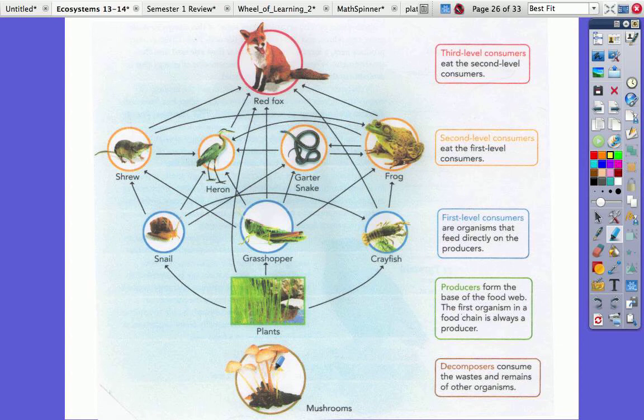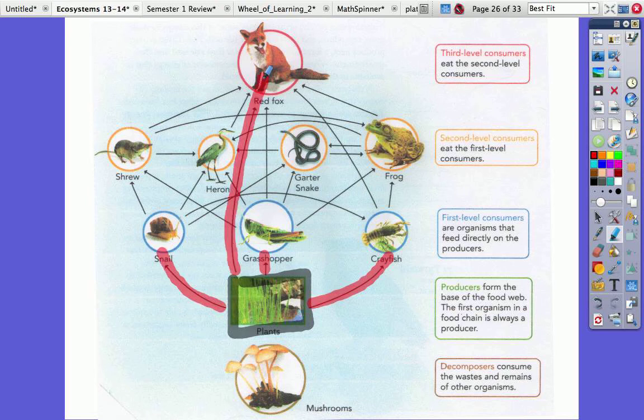Let me show you how to find this. When you're asked about what actually feeds on another organism, you find that organism. So my organism is right here. And you look at how many arrows are leaving that organism and where they go to. So whenever we do this, we see 1, 2, 3, 4. So we actually have 4 organisms which feed on the producers. That's the snail, the grasshopper, the crayfish, and the red fox.